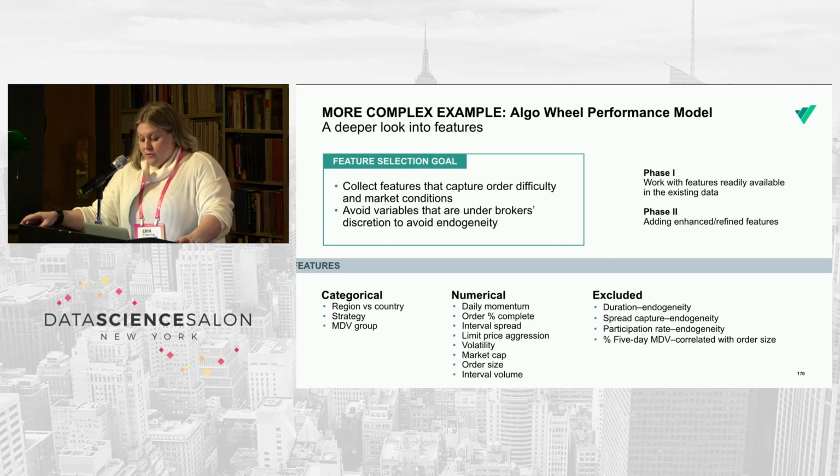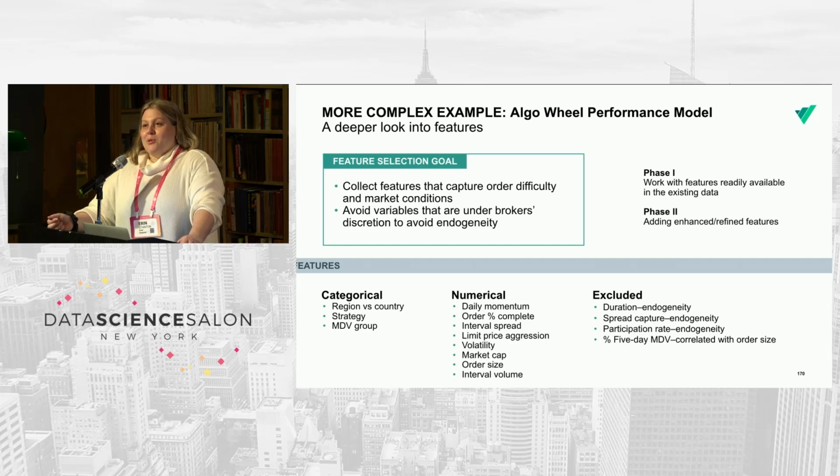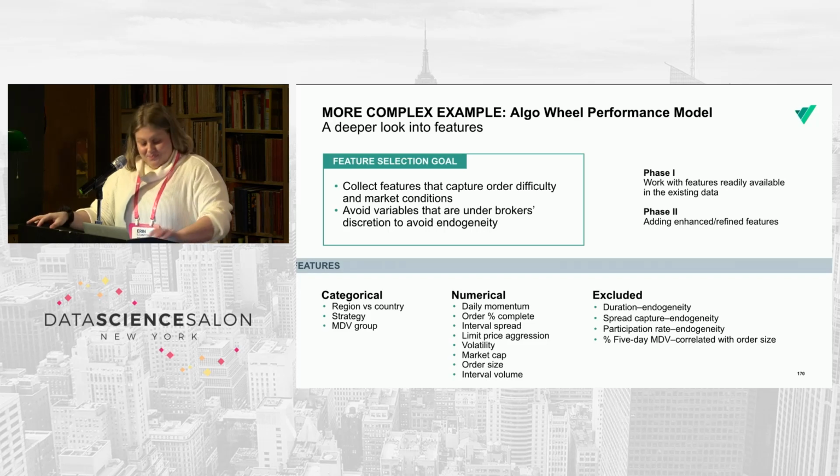So for this model specifically, duration and participation rate grossly improved our accuracy, but we just couldn't get over how endogenous they were with our end label. So we did decide to exclude them, and this was a way that we could show our traders that, yes, we did think about these as features, we actively thought about them, but we kicked them out.